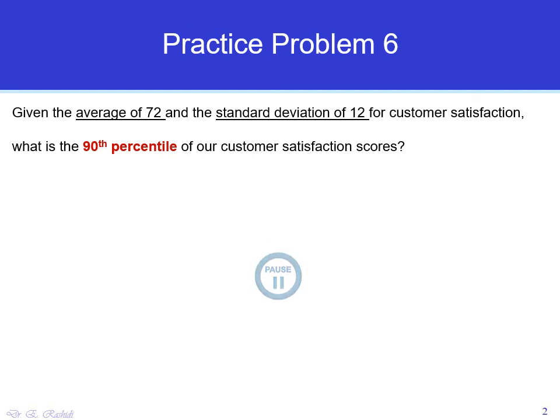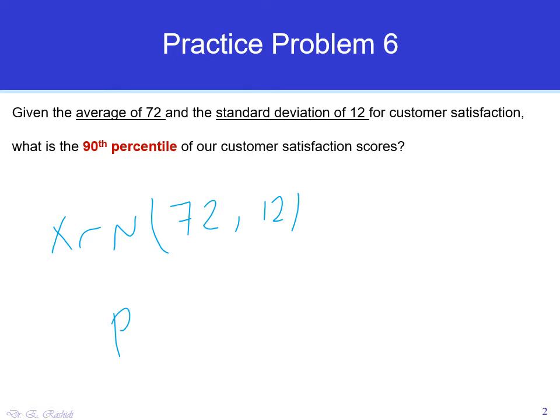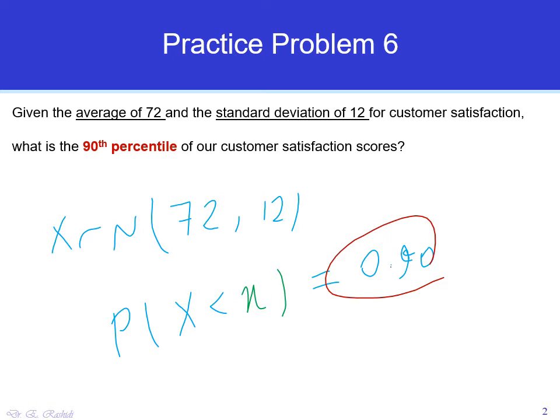Let's see the solution. We know that X follows a normal distribution with an average of 72 and a standard deviation of 12. We know the probability that X is less than something is equal to 90%. This is how you would translate this problem. 90th percentile means that the probability that X is less than the value we are looking for is 90%. So this is an inverse problem. We have the probability, and we are looking for X.